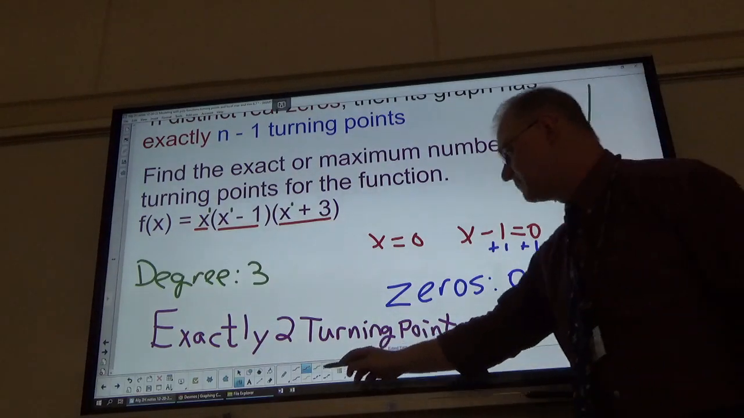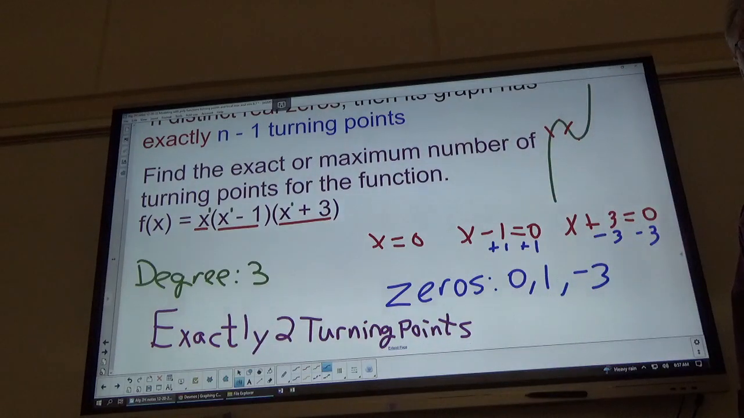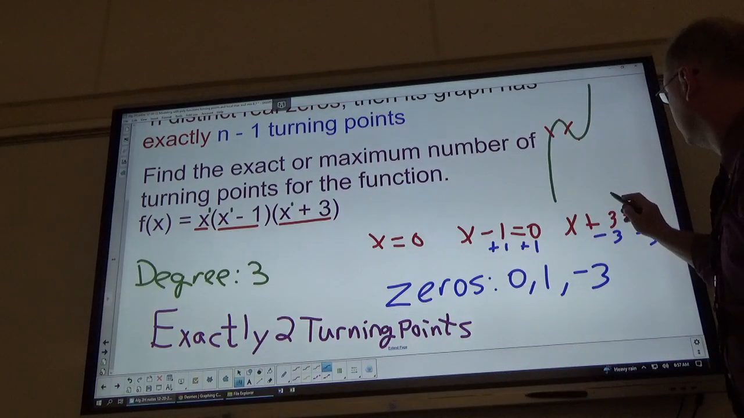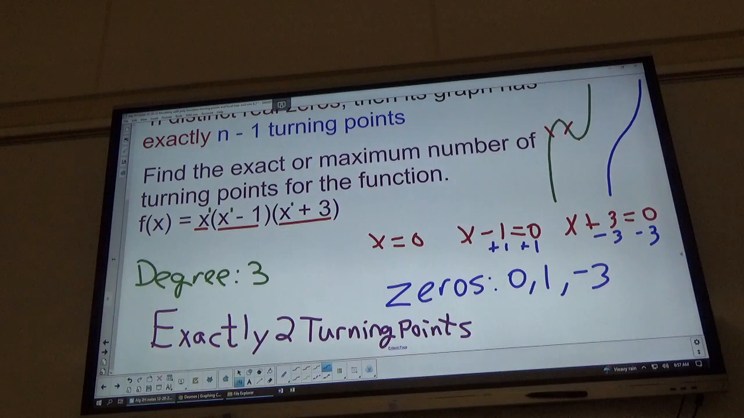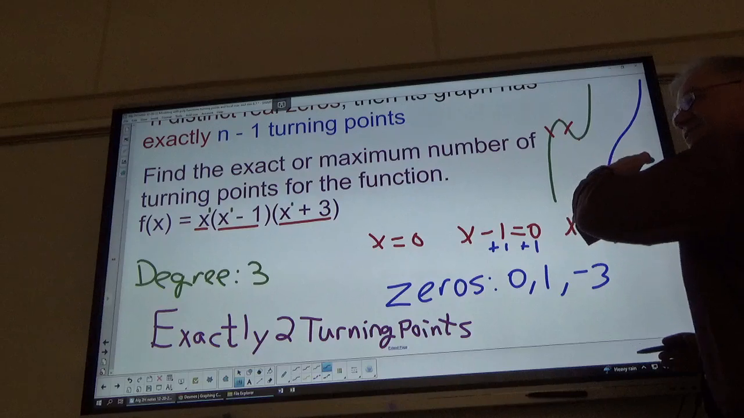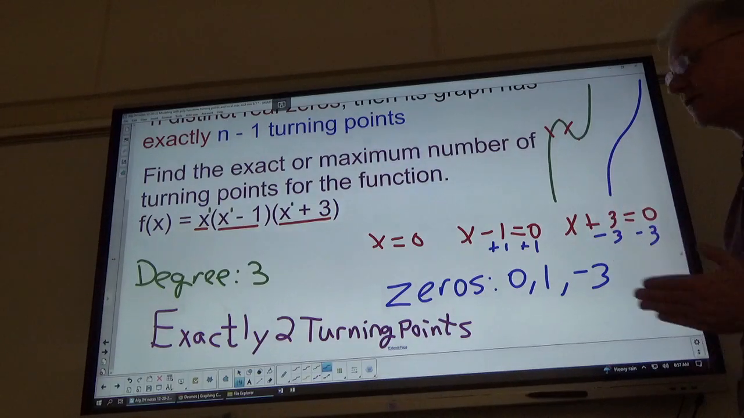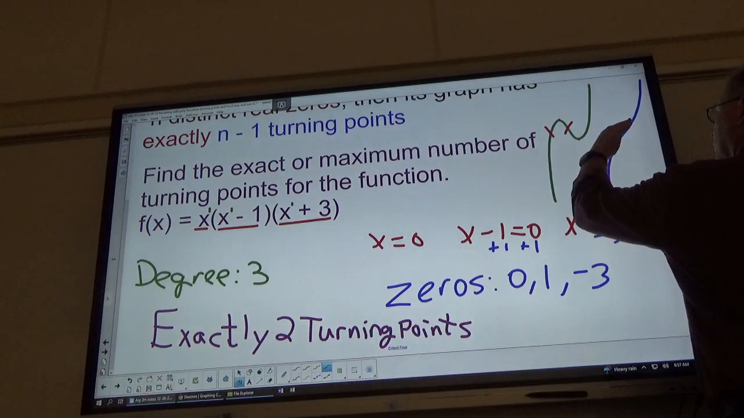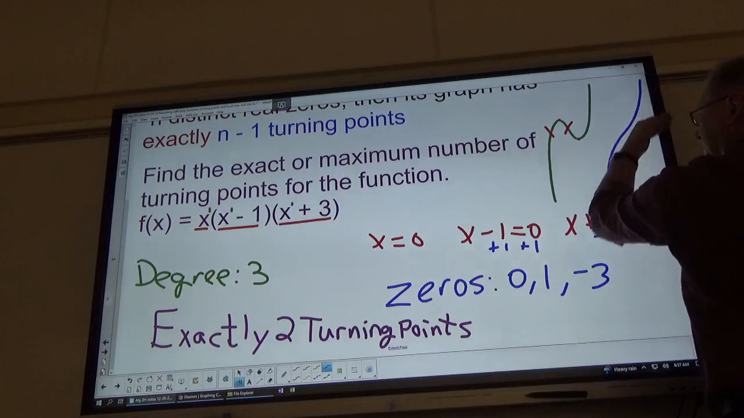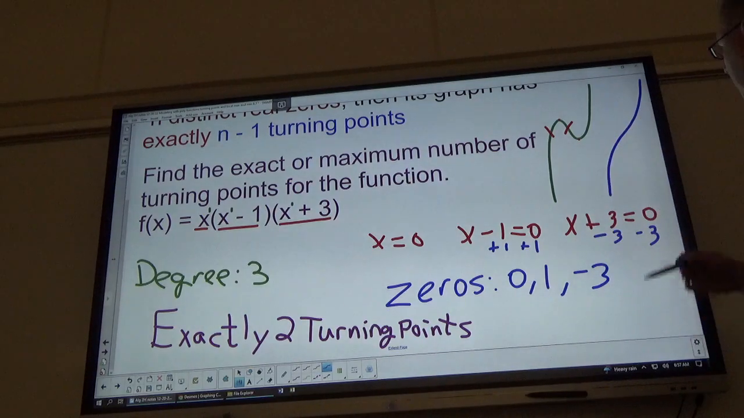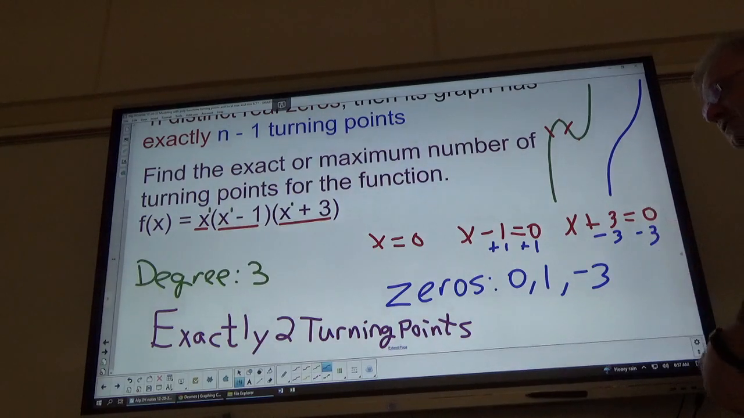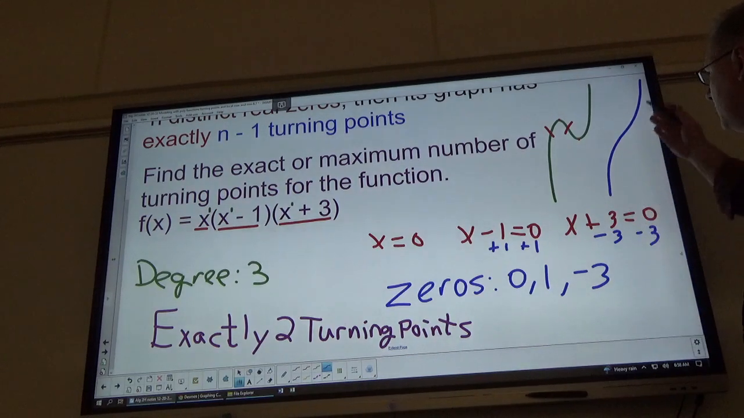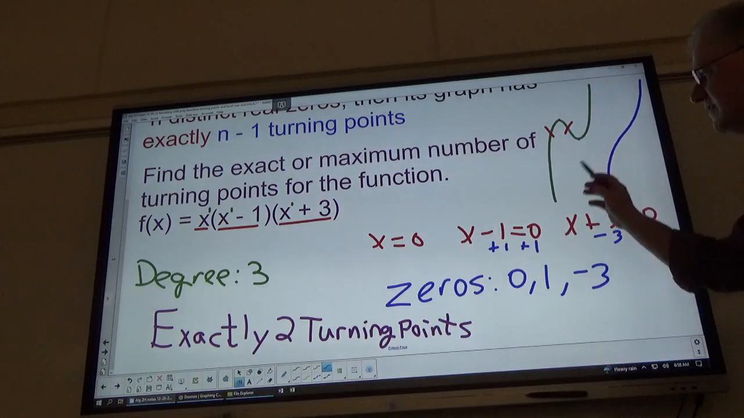Now, there are other types of graphs that are third degree functions. Another example would be one that just does this. You never see it turn. I mean, it changes what we call inflection, changing which way it bends, but it never turns back into the other direction, up versus down. And so therefore there would be no turning points in this situation. But this one has exactly 2.